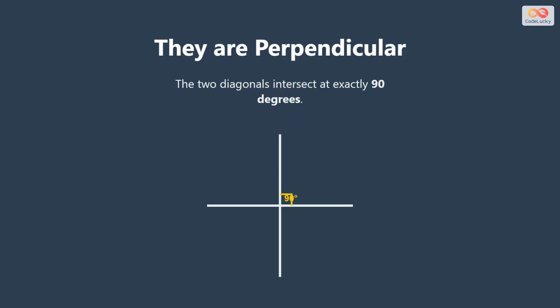An essential property to remember is that these two diagonals always intersect at a 90-degree angle. This means they are perpendicular to each other.